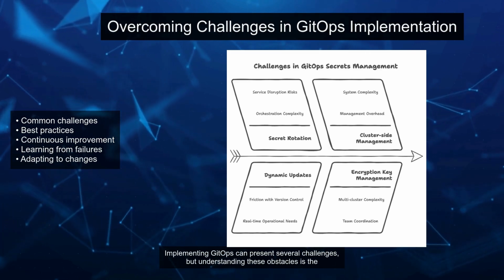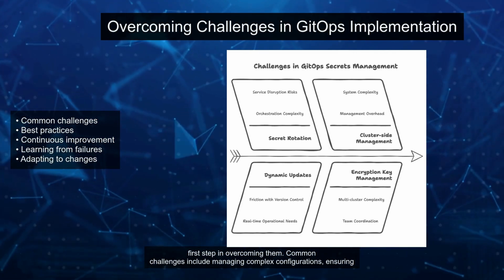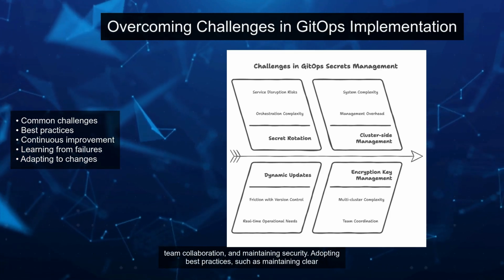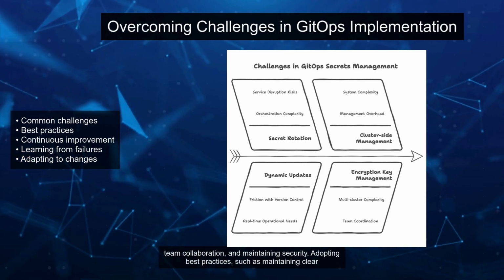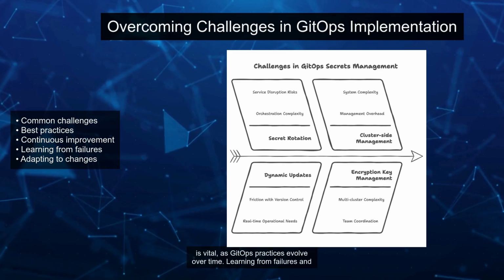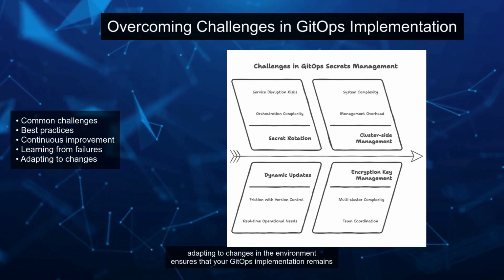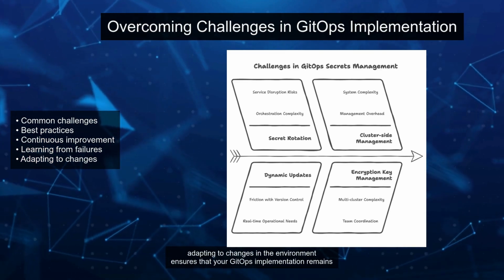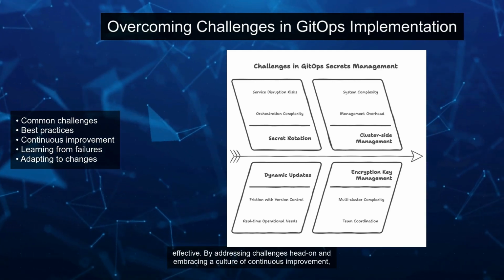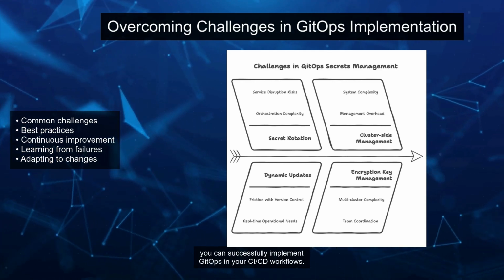Implementing GitOps can present several challenges, but understanding these obstacles is the first step in overcoming them. Common challenges include managing complex configurations, ensuring team collaboration, and maintaining security. Adopting best practices, such as maintaining clear documentation and using automation tools, can help alleviate these issues. Continuous improvement is vital, as GitOps practices evolve over time. Learning from failures and adapting to changes in the environment ensures that your GitOps implementation remains effective. By addressing challenges head-on and embracing a culture of continuous improvement, you can successfully implement GitOps in your CI/CD workflows.